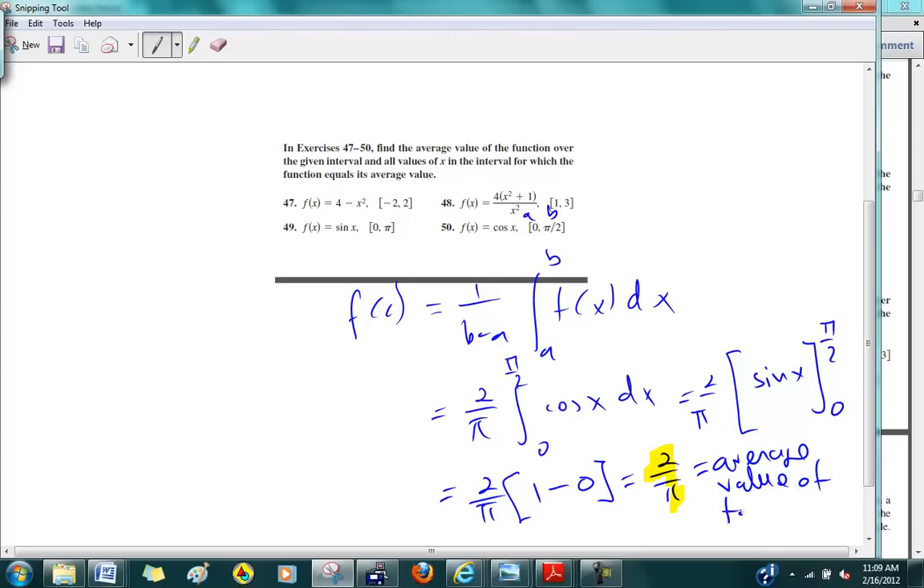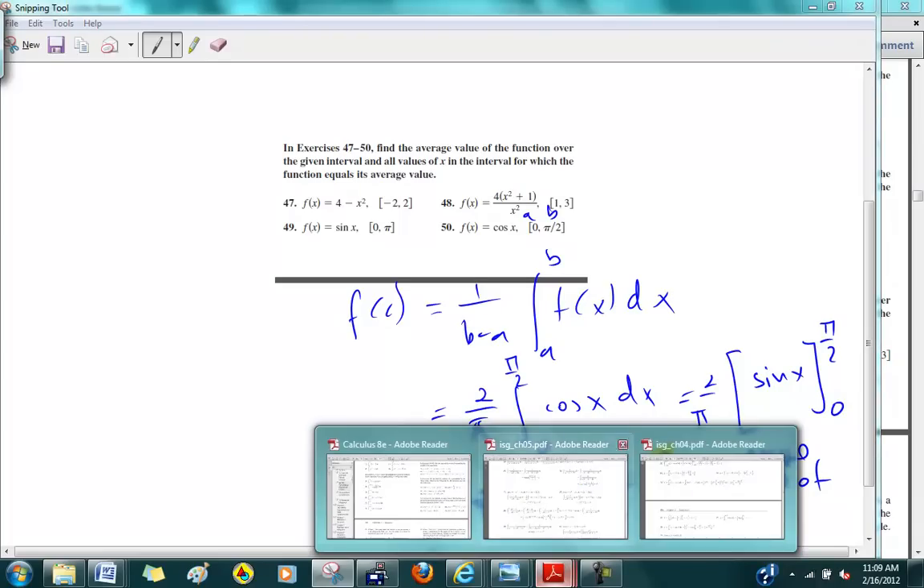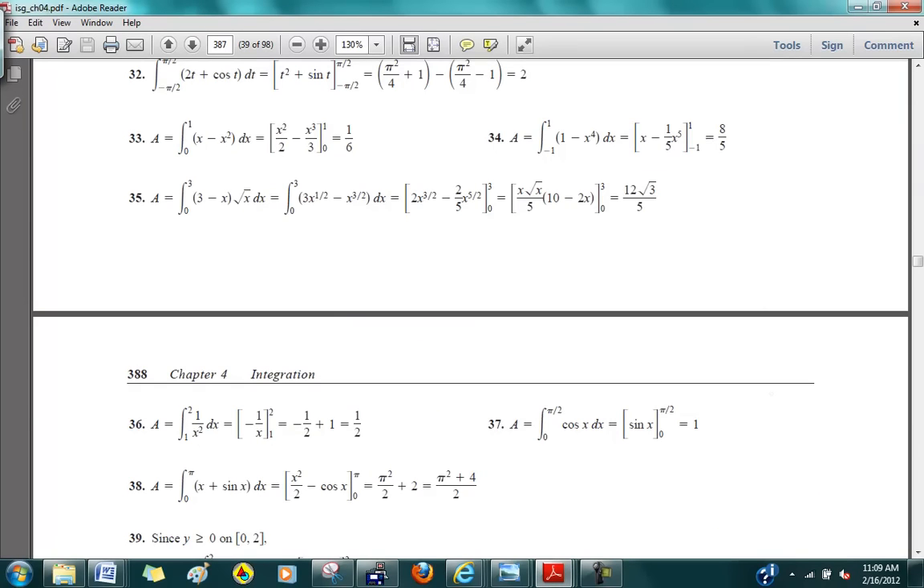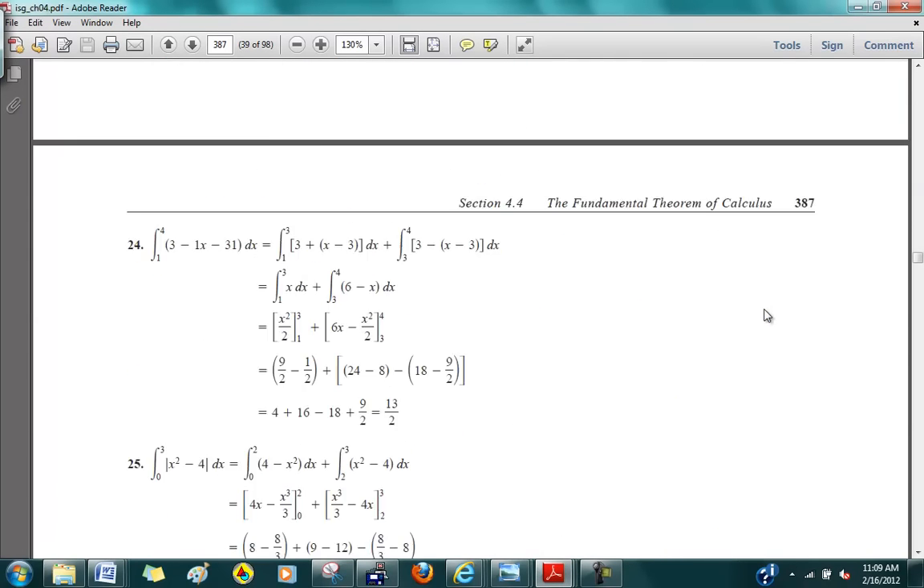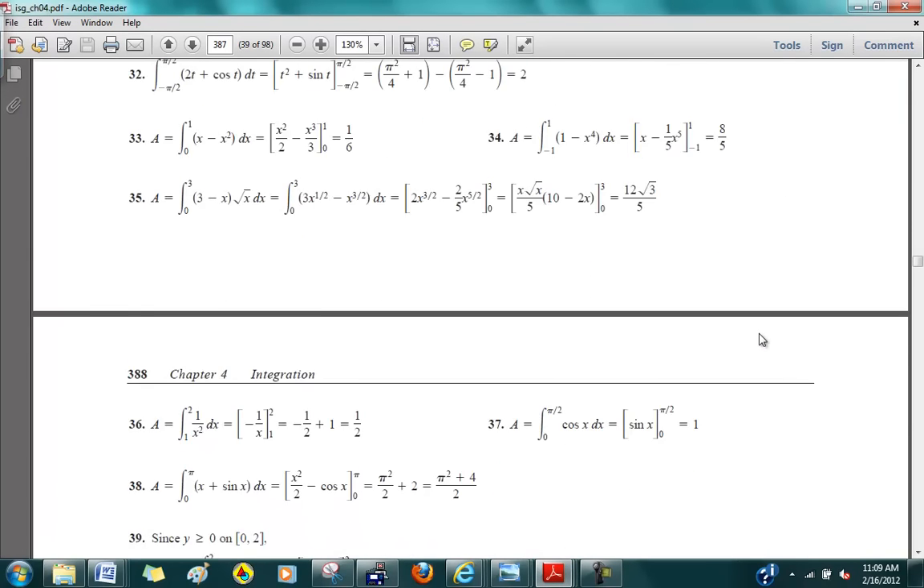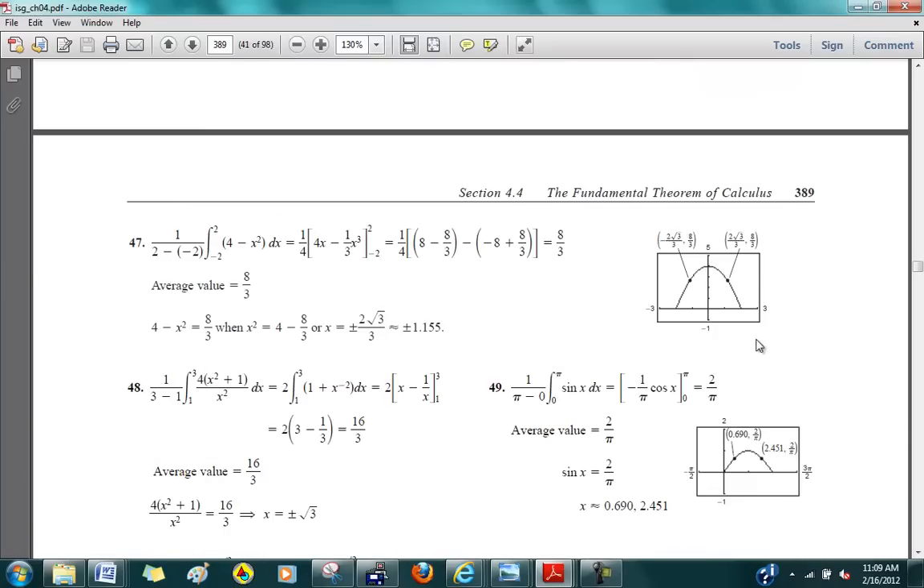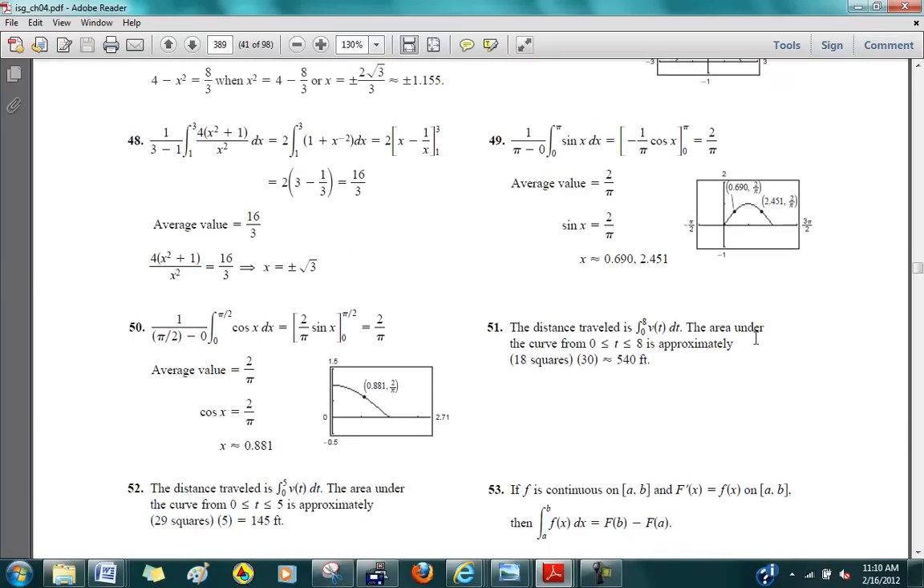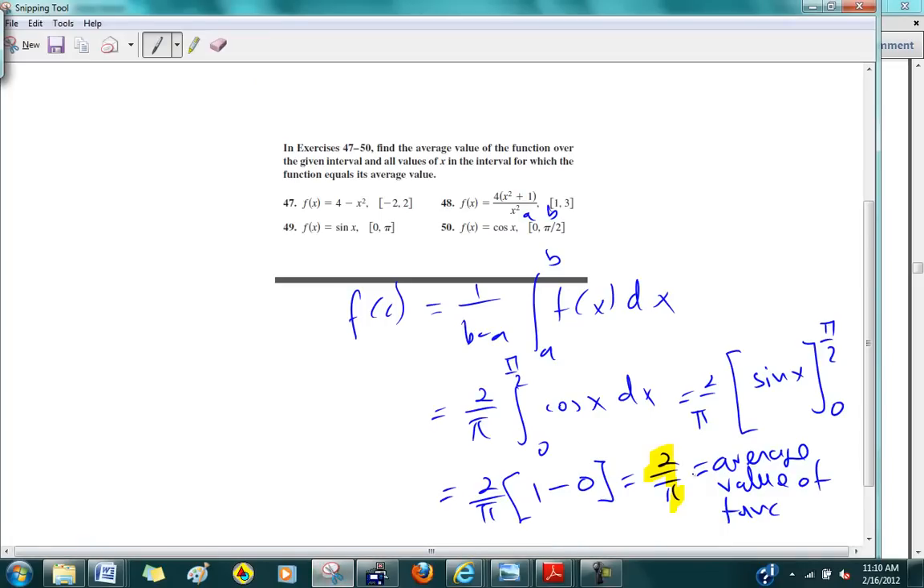Well, let's see if the answer is right. So that's number 50 on 4.4, number 50. 2 over pi. That's what I have. Okay.